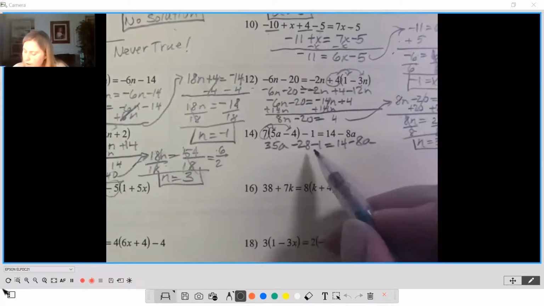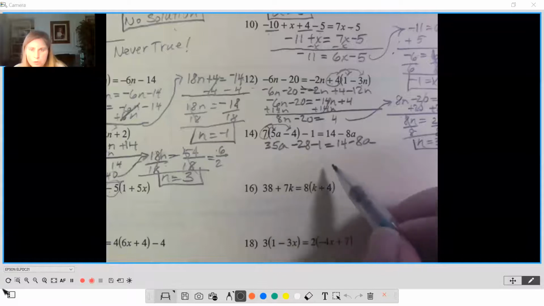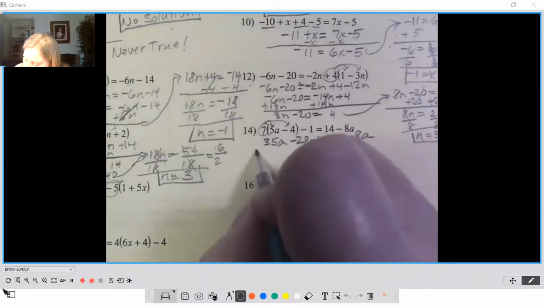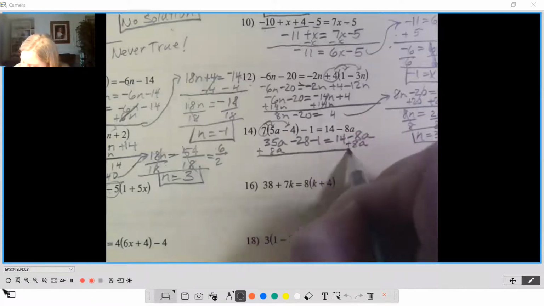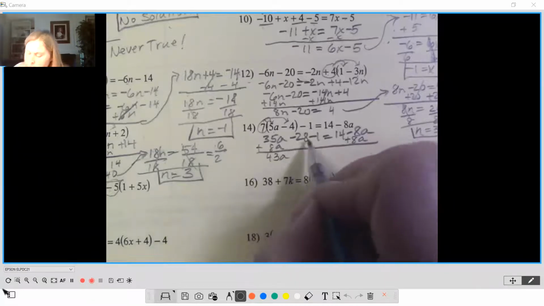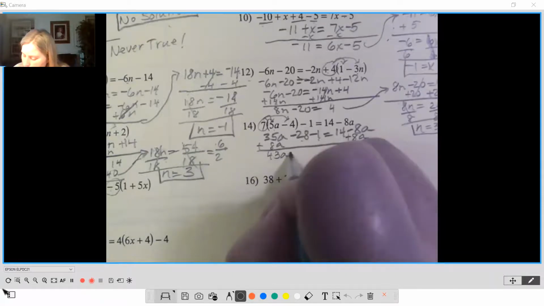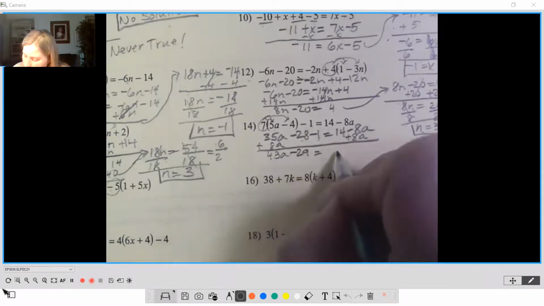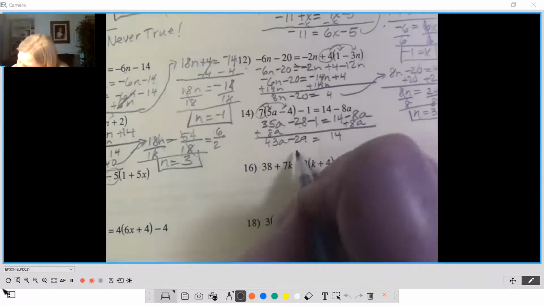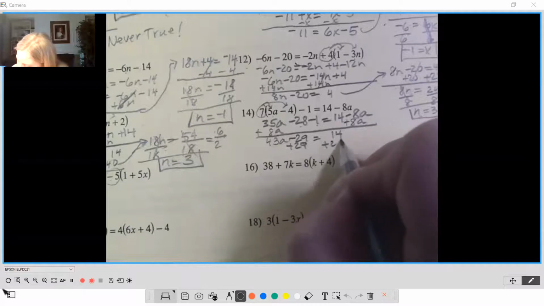So we want to get, I'll simplify this in the next step so I don't run out of space, but we want to add 8a to each side. So this gives us 43a, and then we have minus 28 minus 1, so that's minus 29, and equals 14. And then add 29 to each side.